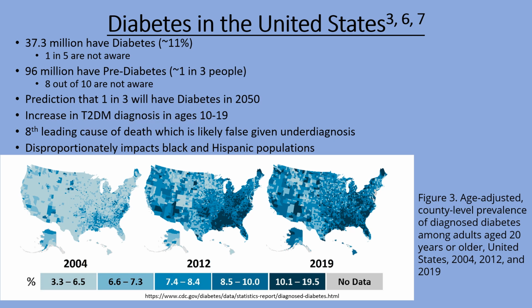Diabetes is the 8th leading cause of death, which is likely false since, as we see above, many cases are undiagnosed. Diabetes has also been shown to disproportionately impact Black and Hispanic populations, which is unacceptable.